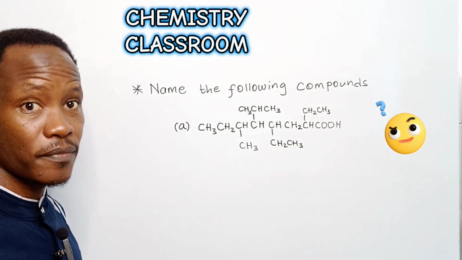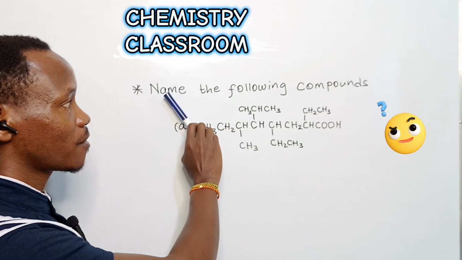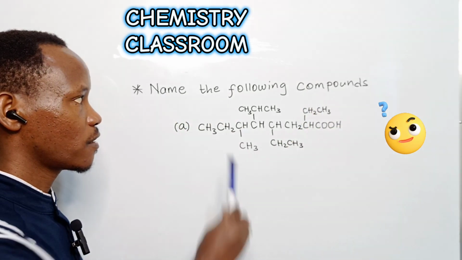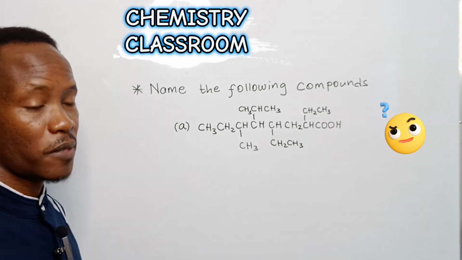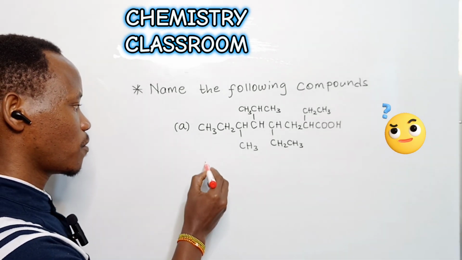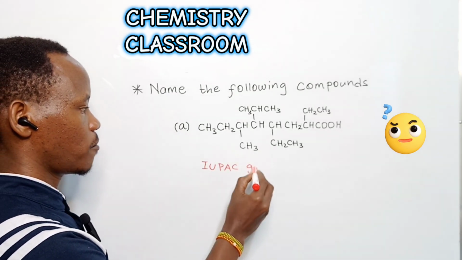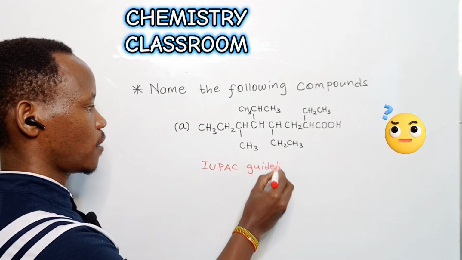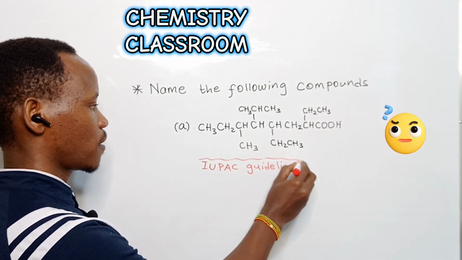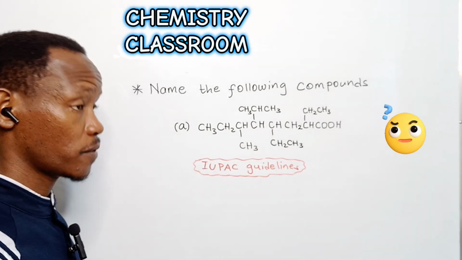Welcome to the classroom. And before us, we have a question where we are strictly supposed to name the following compounds. Now, when they say that you are naming compounds, automatically you must follow what we call IUPAC guidelines, like we have seen above. So what does IUPAC guide us to do in naming this compound?